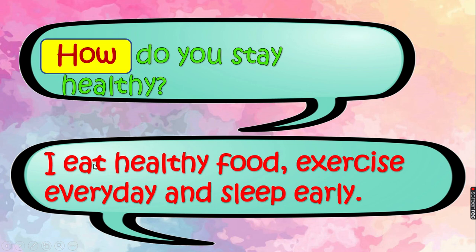And let's read the answer together. I eat healthy food, exercise every day, and sleep early. See? Can you see that that's a process? These are steps on how to stay healthy. We eat healthy food, we exercise every day, and of course we need to sleep early.